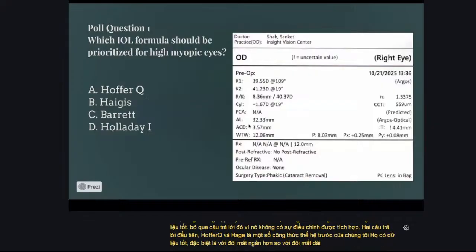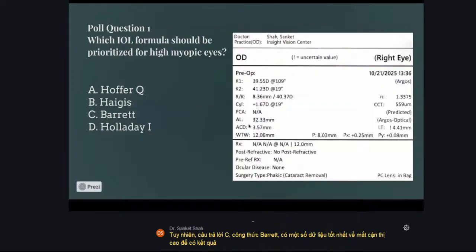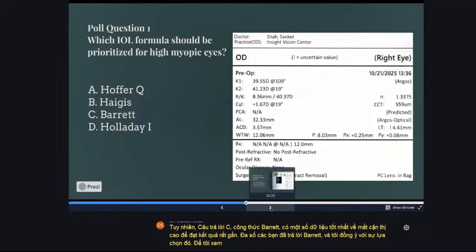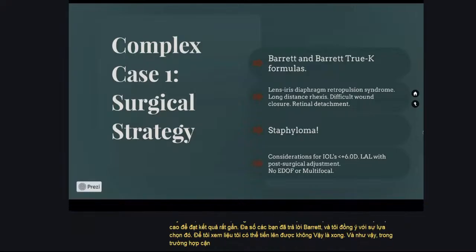However, answer C, the Barrett formula, has some of the best data in high myopic eyes for having outcomes very close. So the plurality of you answered Barrett, and I would agree with that choice. Let me see if I can advance. There we go. And so in this case of a high myopic eye, I would choose the Barrett formula as it's giving me some of the best data.